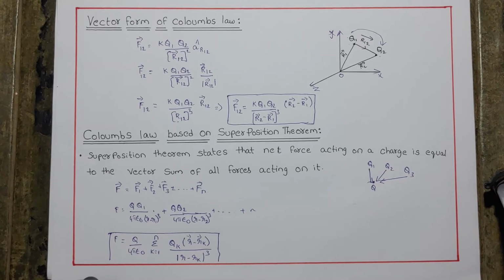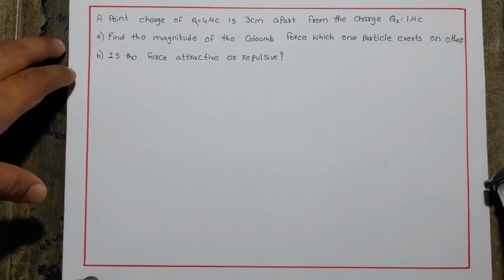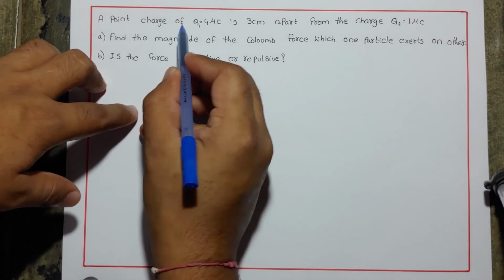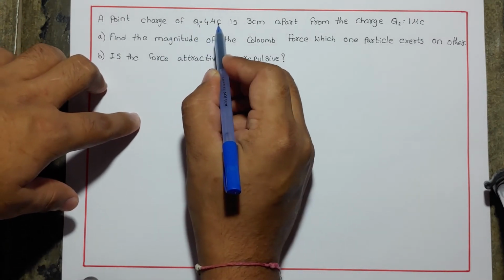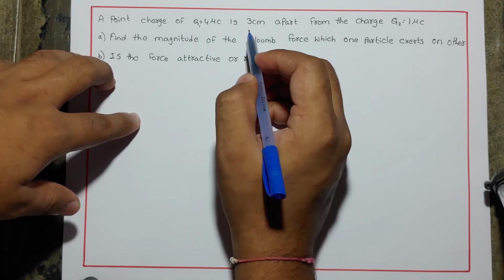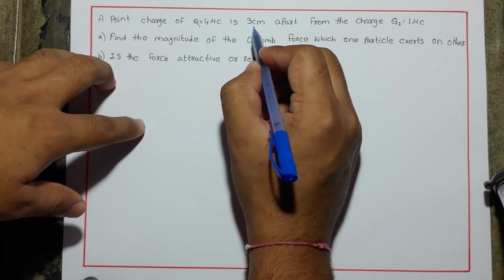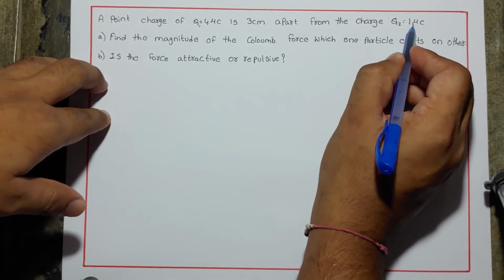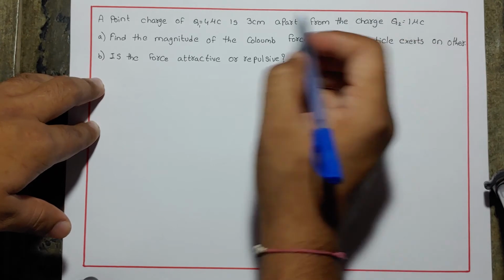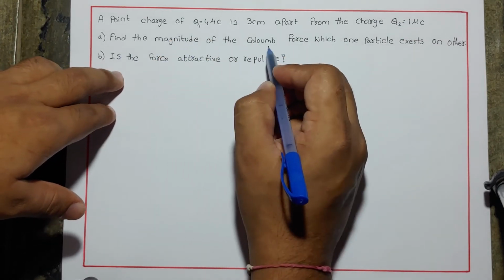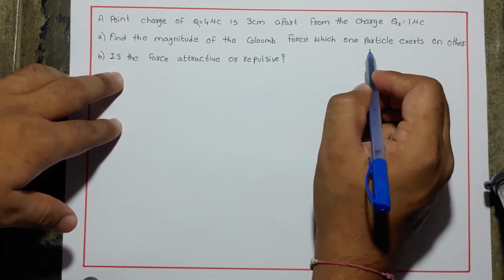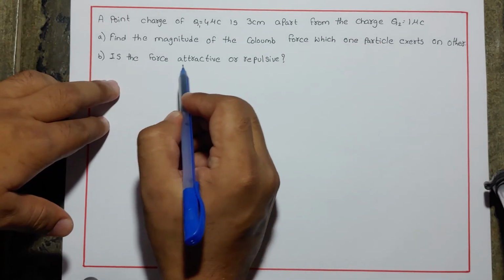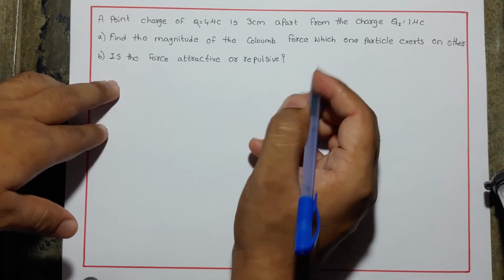Let us do some examples on Coulomb's law. Here is a question. A point charge Q1 is equal to 4 microcoulomb is at a distance of 3 centimeters from charge Q2 of 1 microcoulomb. Find the magnitude of the Coulomb force which one particle exerts on the other. Is the force attractive or repulsive?